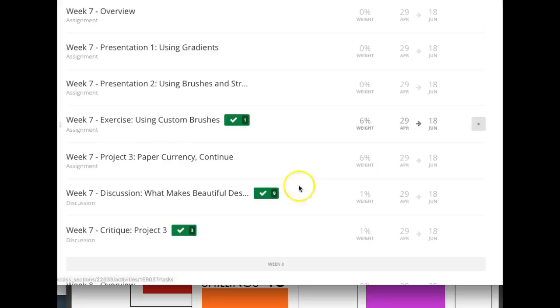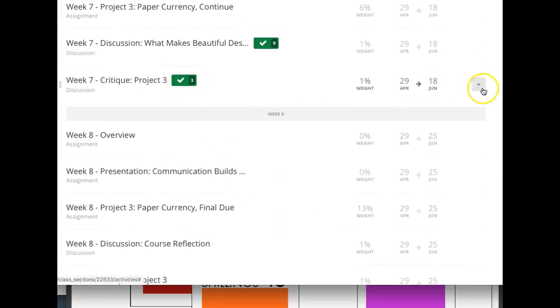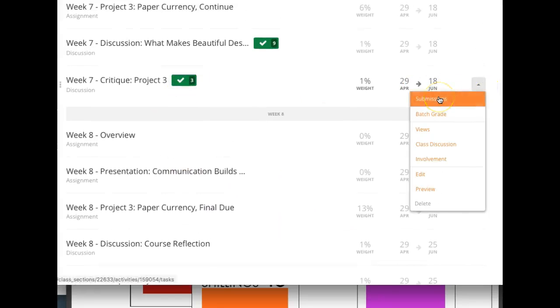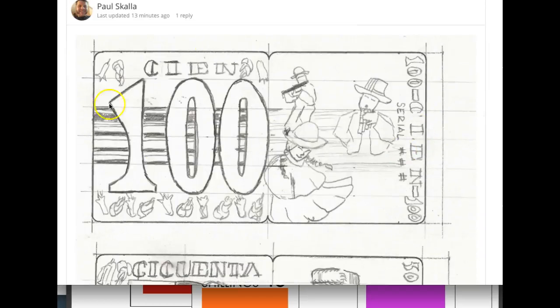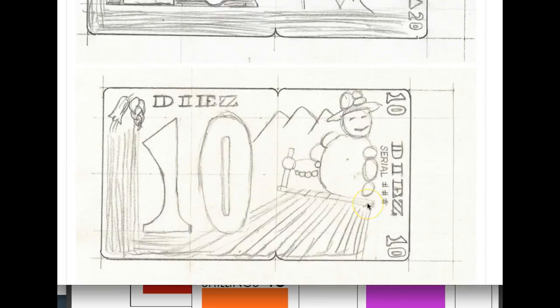Let me show you something here. I'm going to show you Paul's rough sketches, and this is a public forum, so this is not anything that you can't see. These are really good rough sketches because they are telling the art director exactly what the paper is going to look like. This is the composition, this is the placement of this character, this is the placement of this type, this is the orientation of this type.